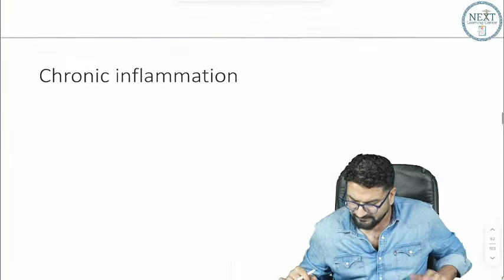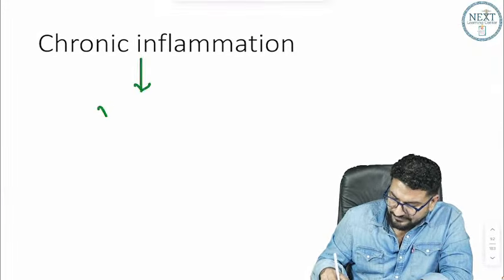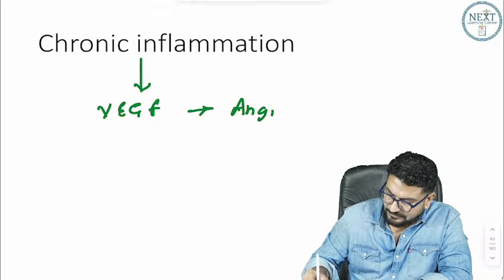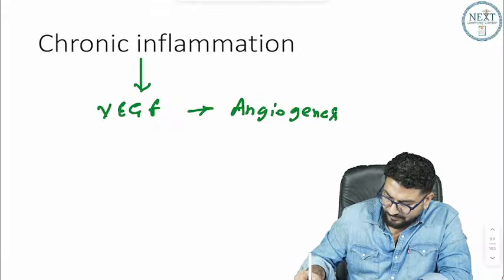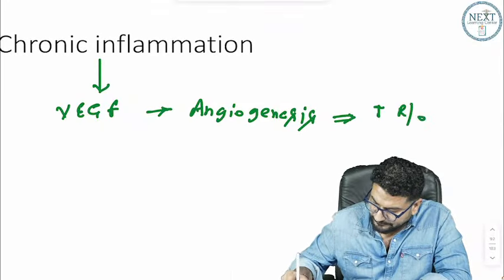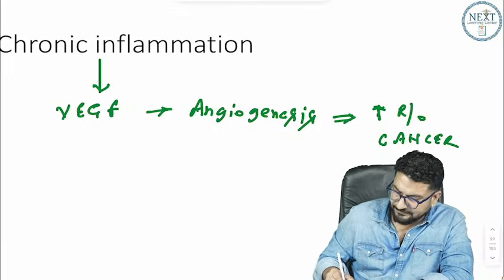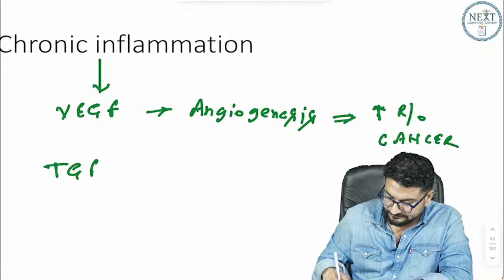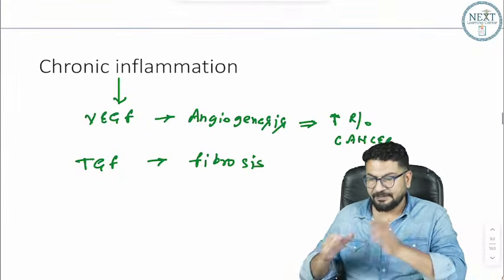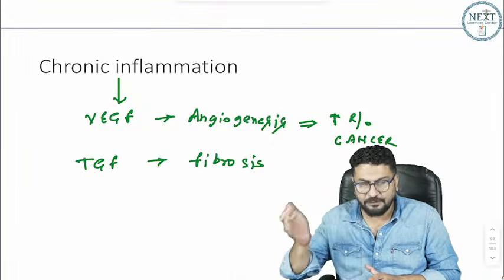Okay, now moving to chronic inflammation. What do they ask you, what are the markers for chronic inflammation? Just remember, in chronic inflammation, we have two markers. First is called VEGF. VEGF will cause angiogenesis. Angiogenesis means new vessel formation. That is why chronic inflammation will increase the risk of cancer. So why does cancer occur in chronic inflammation? Because of VEGF. Second is we have TGF beta. TGF beta will cause fibrosis. So for example, I can say initially there is hepatitis, right? Hepatitis can convert into cirrhosis. In cirrhosis you will have fibrosis.